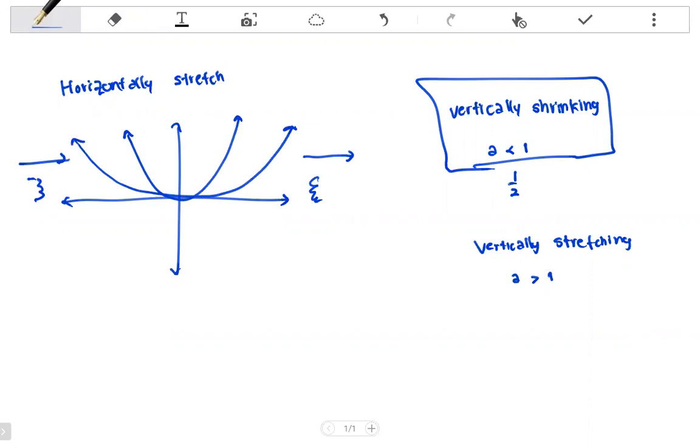Okay? But if we horizontally shrink this, this time we're pushing. Oh, this arrow was wrong, by the way. It should have been that way. This time we're pushing on the graph, right? So from this, it becomes longer. That's what a horizontal shrink is.